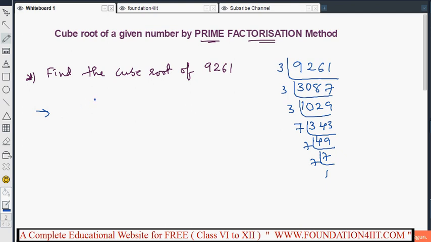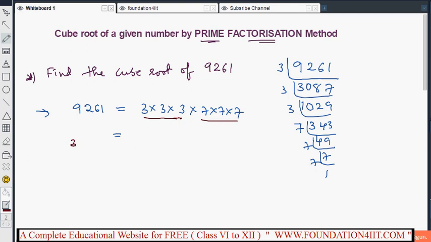Now the second step is to make groups in triplets of similar factors. So 9261 is the product of all these prime numbers: 3 into 3 into 3 into 7 into 7 into 7. If you multiply again, you'll get 9261. So we write 3 as one set. Resolve into prime factors, then make triplets of each number: 3 appears three times and 7 appears three times.